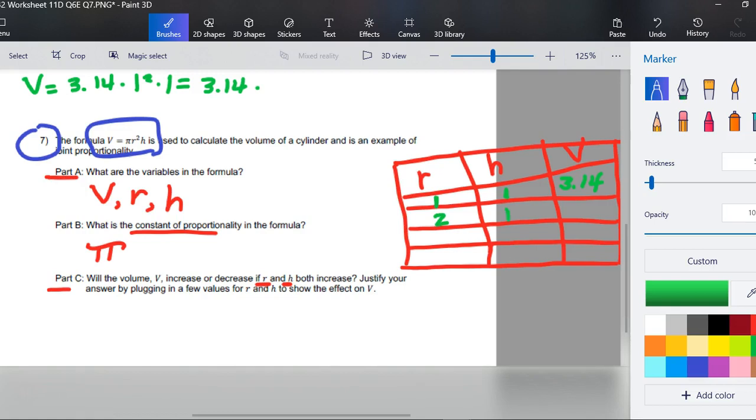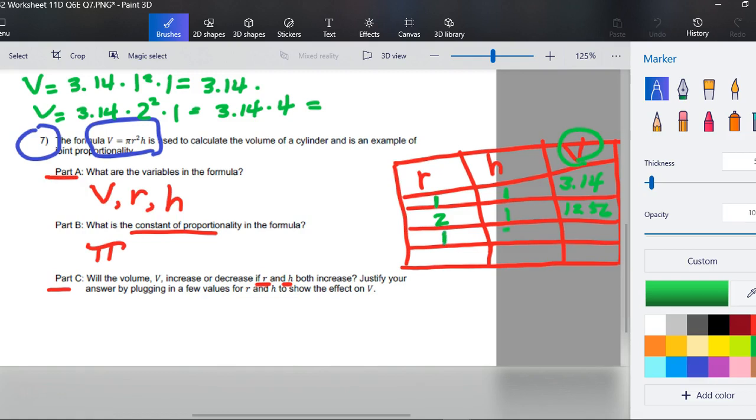Let's let just the R go up and leave the H alone. If that's the case, the volume is going to be about 3.14 times R squared times the H. So we've got 3.14 times 4 times 1, and grabbing a calculator, 3.14 times 4 is about 12.56. So as something increases, so does the volume. It goes up. But let's keep playing.